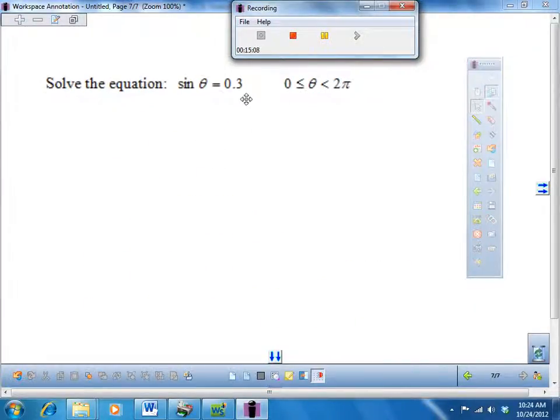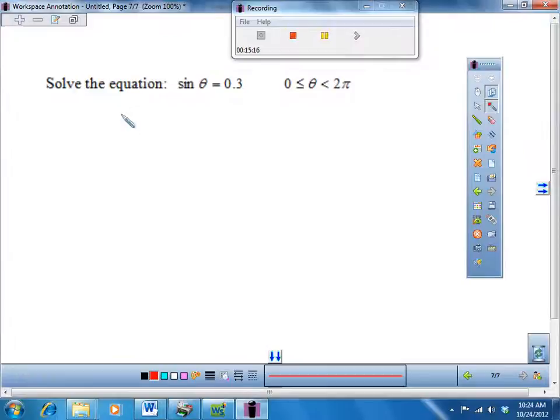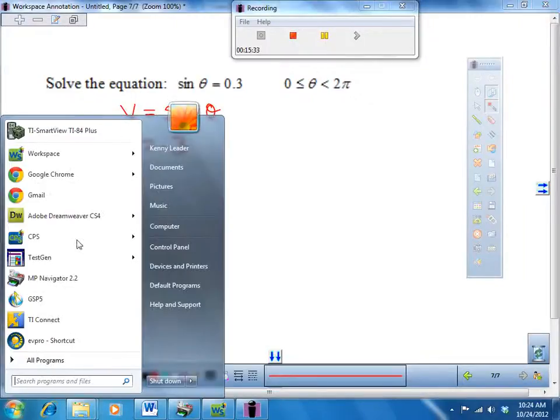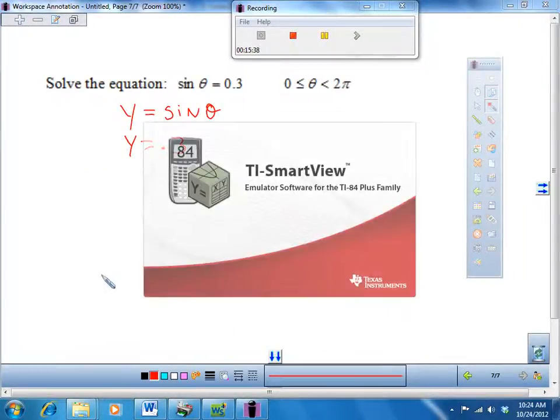So all you have to do with this one is graph these two things on your calculator and see where they cross. So what I'm going to do is graph y equals sine of theta and y equals 0.3 and see where those two things cross between 0 and 2 pi. And that would be my answer. So let's do this because it's worthwhile to show you how you would do this on your graphing calculator.